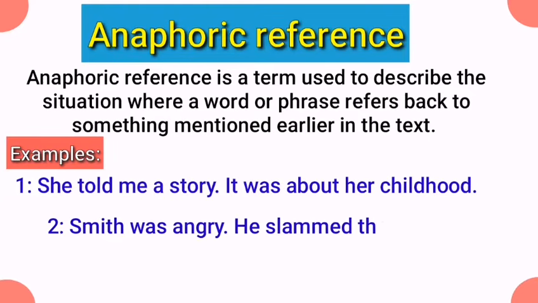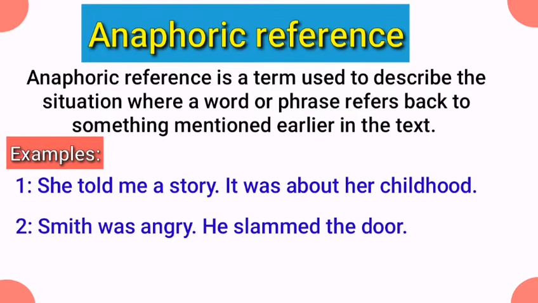Smith was angry. He slammed the door. Look at this example, and let me ask you a question. Who slammed the door? The answer is, Smith. But how did you find it? Simply, because of the anaphoric reference. Basically, first a noun, Smith, is used and then we try to talk about him, so we did not repeat his name but we have just given him a reference by the help of a pronoun, he. So, we have referred back to the noun. So, this reference is known as anaphoric reference.